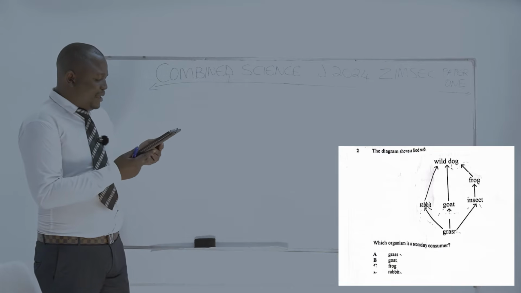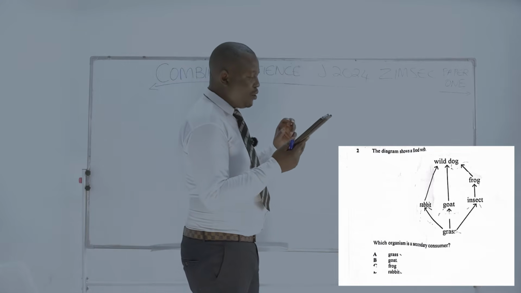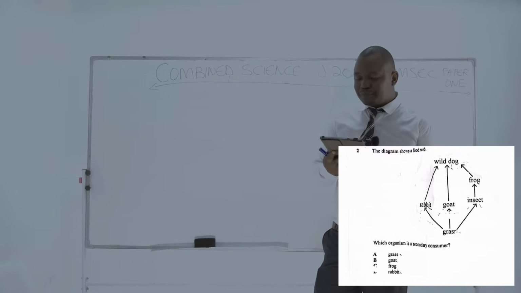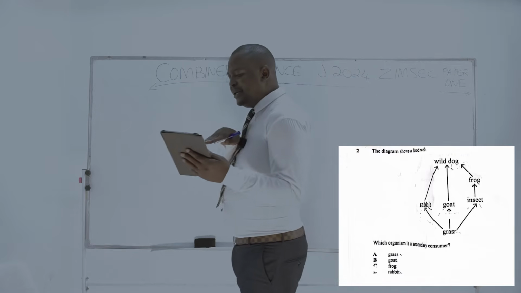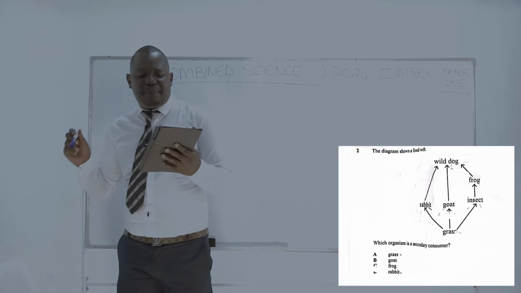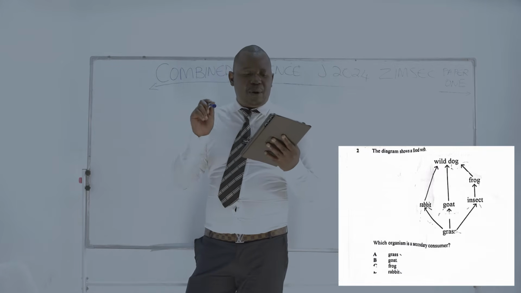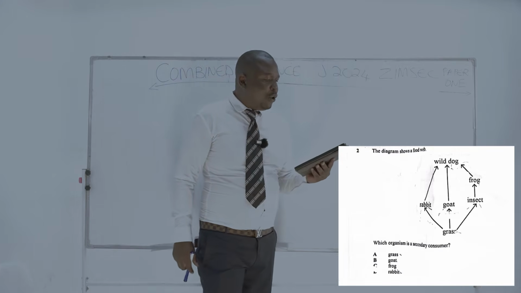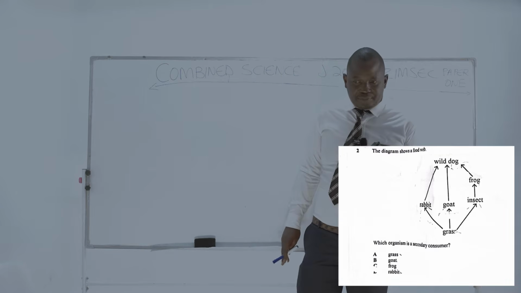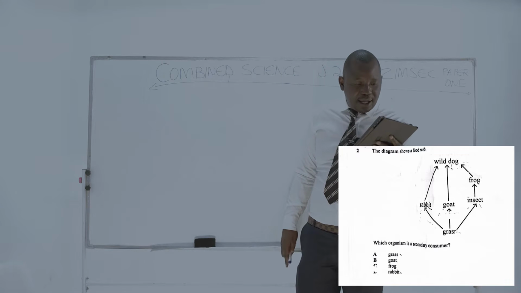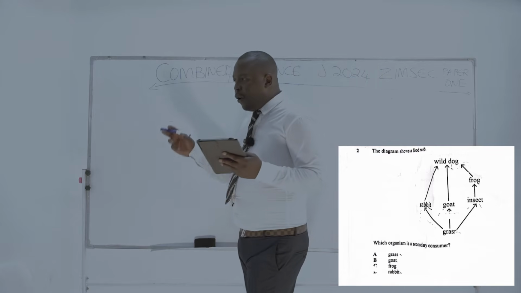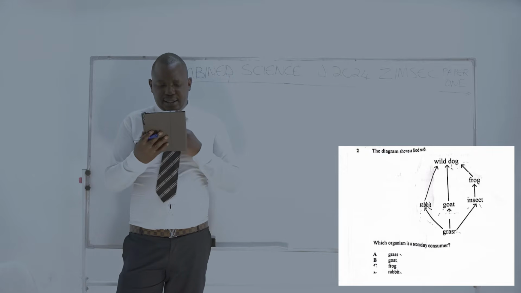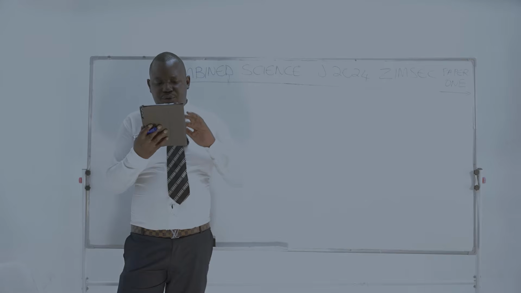Look at the organism that shows it is eating meat. If you look at these arrows, you can see the frog points to the wild dog, the goat points to the wild dog, and the rabbit points to the wild dog. That means the wild dog eats all three of these, and they are all meat. So the wild dog is the organism which is a secondary consumer. It eats meat. Okay. Right, let's move on to the next one.